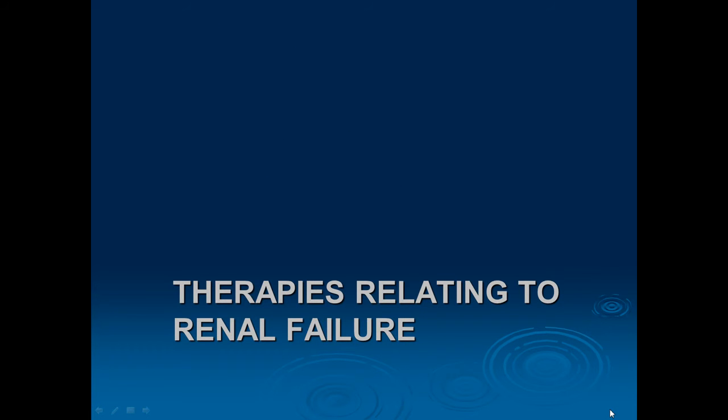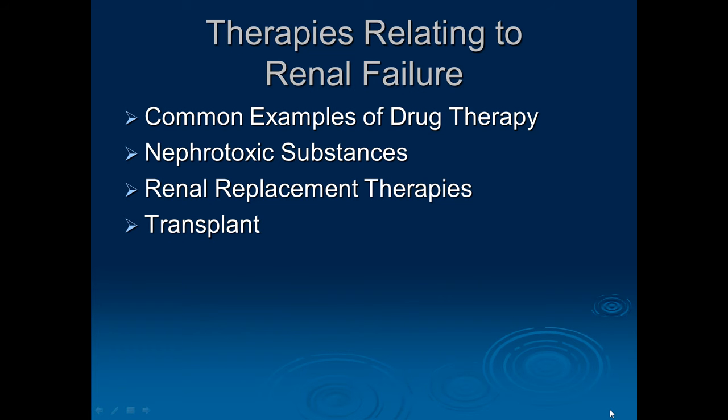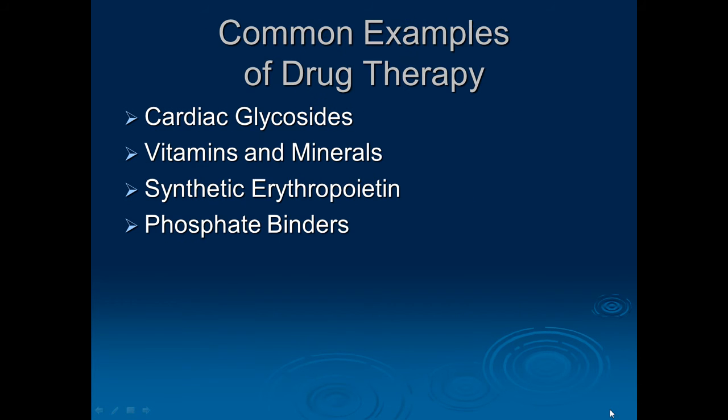Good afternoon, class. In this recording, we're going to be looking at therapies related to renal failure. We're specifically going to look at some common examples of drug therapy, nephrotoxic substances, renal replacement therapies, and kidney transplants. Common drugs used with kidney failure include cardiac glycosides, vitamins and minerals, synthetic erythropoietin, and phosphate binders. You'll recall that cardiac glycosides are used to slow the heart rate down and make it beat more forcefully.